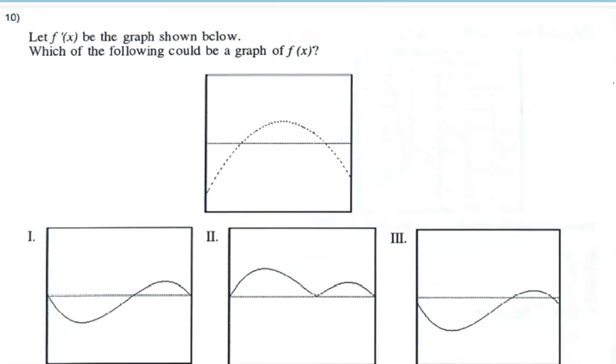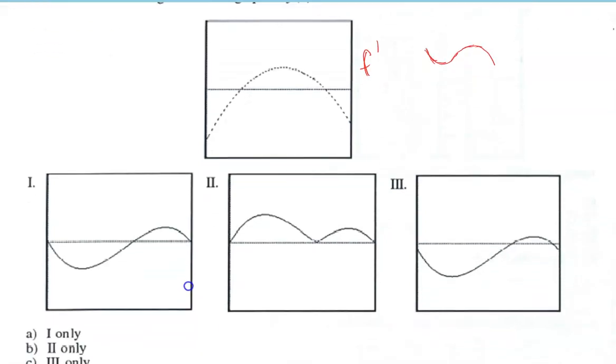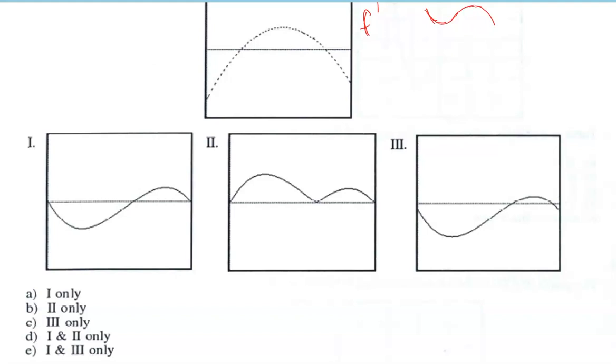Okay, number 10. Let f prime be the graph shown below. So this is f prime, which could be a graph of f? f prime is negative, then hits 0, then is positive, hits 0 again, and then negative. So we need something with a negative slope, then 0 slope, then positive slope, then 0 slope, and then another negative slope. We're looking for something that has that shape, which could be not 2. Could be 1, could be 3.